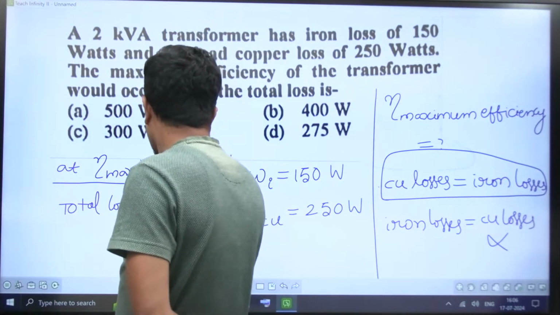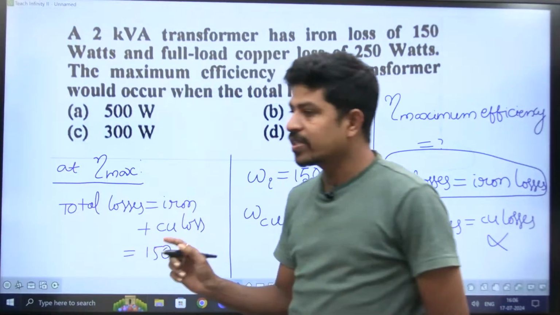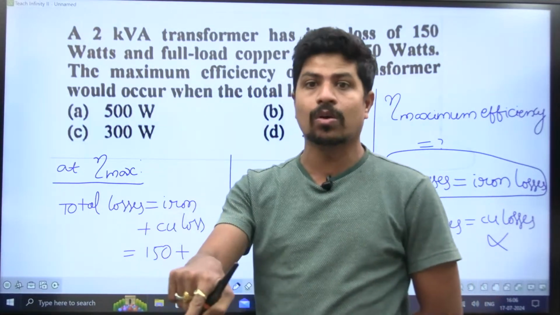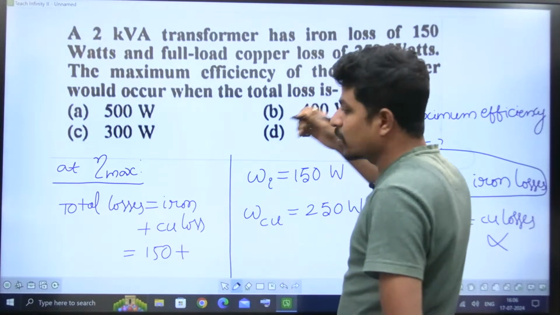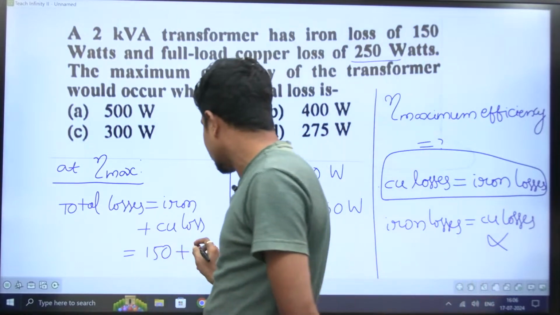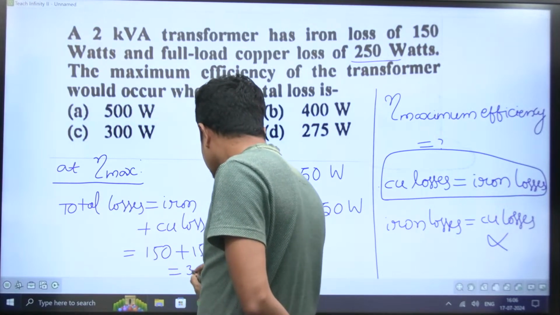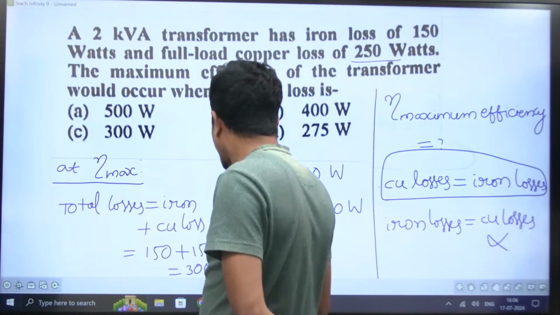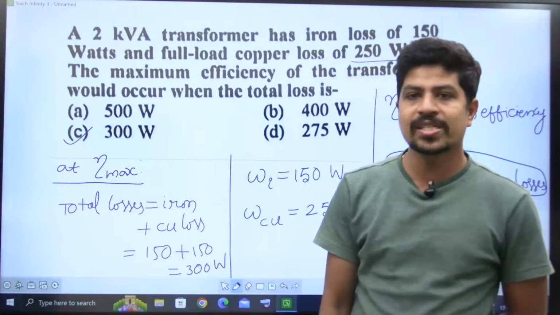But iron losses are 150 only. At maximum efficiency, copper losses must be equal to iron losses. Now, how much is the copper loss? 250. But that must reduce to 150, then only you will get maximum efficiency. That is 150 plus 150, exactly equal to 300 watts. Answer is 300 watts. Option C.